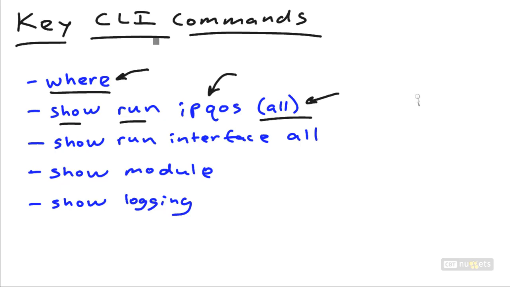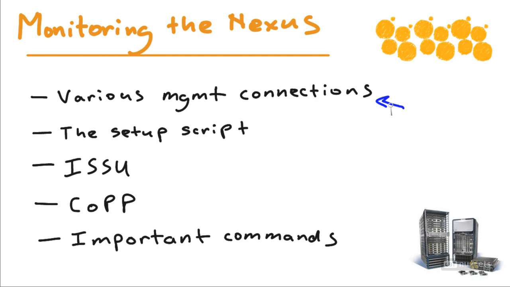What an important nugget. We took a look at the various management connections that we have capable in the Nexus line. We talked about that setup script, which we will default to if we are on a device that has no configuration. We talked about the in-service software upgrade and control plane policing possibilities on our Nexus line.